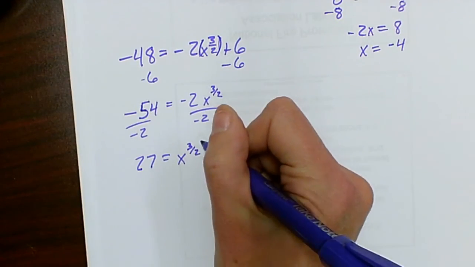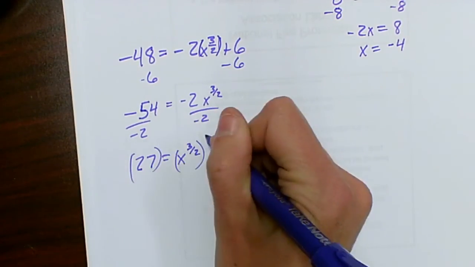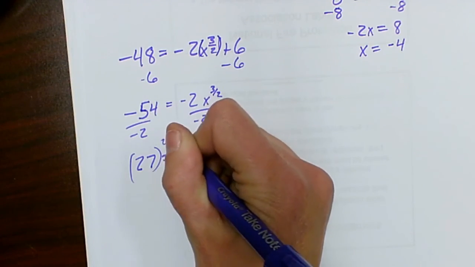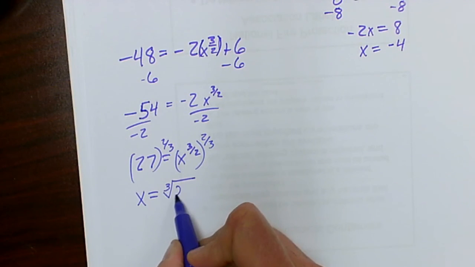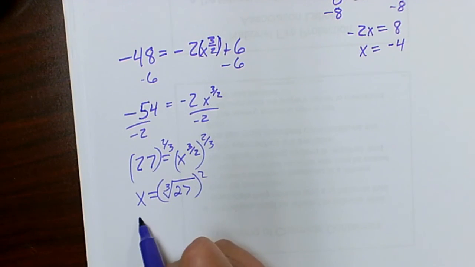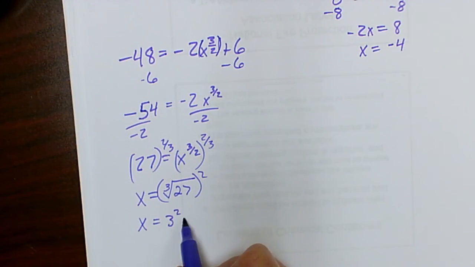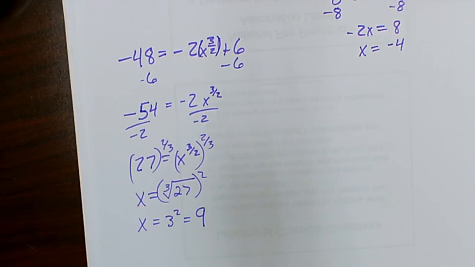Okay, now we're going to raise each side to the power of 2/3, so that we get x equals the cube root of 27 to the second power, which would be 3 to the second power, which then would turn into a 9. This will conclude this video.